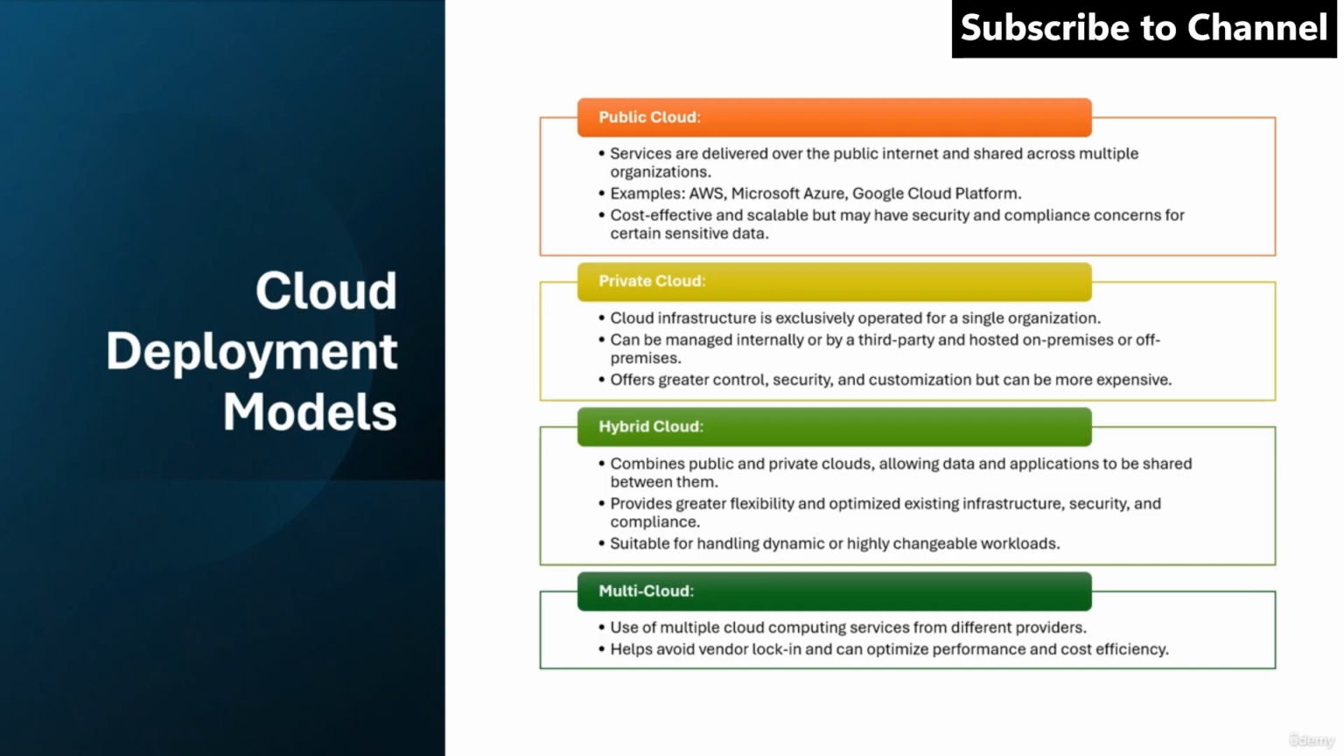Hybrid cloud combines public and private clouds, allowing data and applications to be shared between them. It provides greater flexibility, optimizes existing infrastructure, security, and compliance, and is suitable for handling dynamic and highly changeable workloads. So hybrid is, you will have public and private, allowing data and applications to be shared, and it provides greater flexibility and optimization.